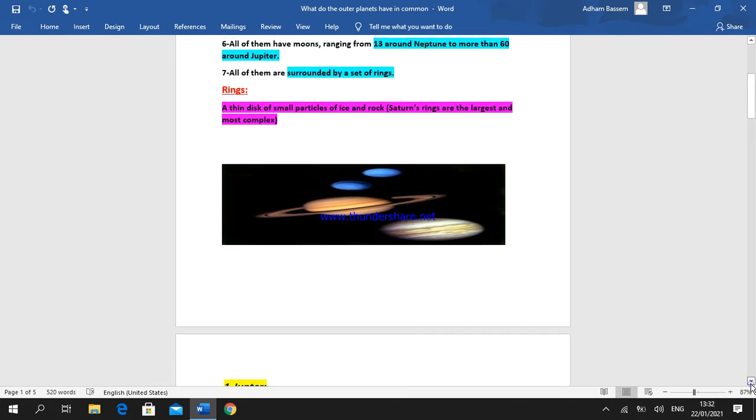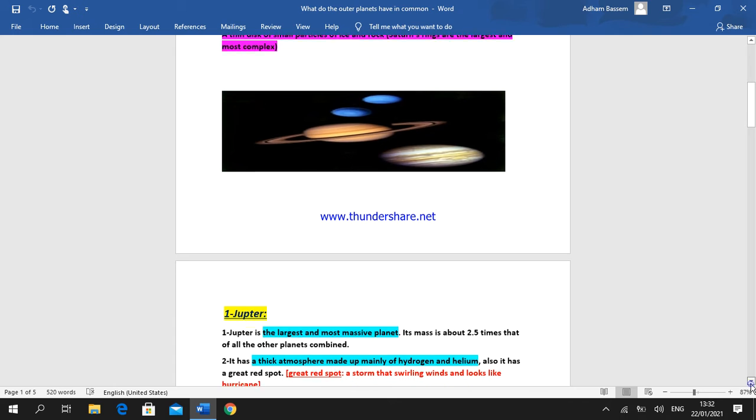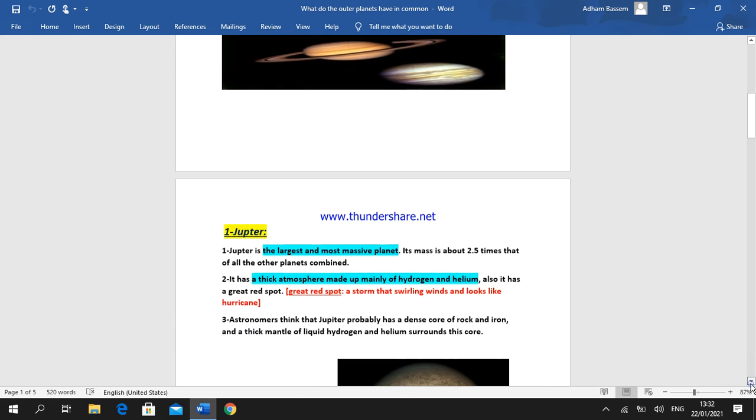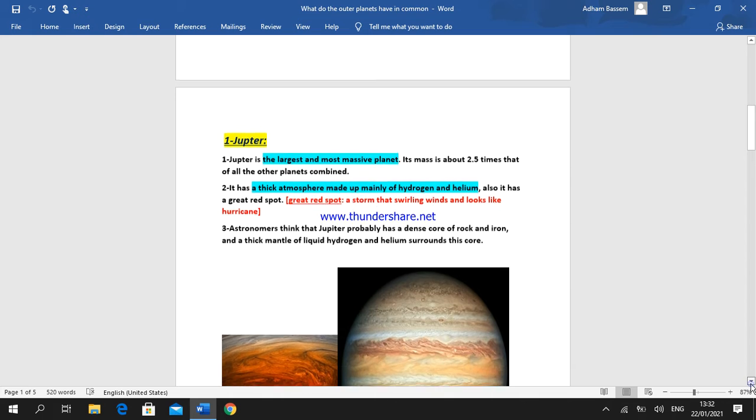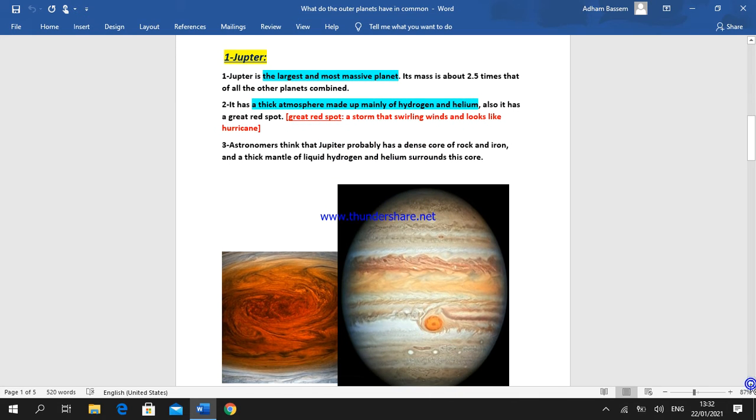Now, we will talk about each outer planet in detail, and we will start with Jupiter. Look at the figure in front of you. Jupiter is considered the largest and the most massive planet in the solar system. So when we talk about the largest planet in the solar system, we will talk about Jupiter. Its mass is about 2.5 times that of all other planets combined. So it's very huge.